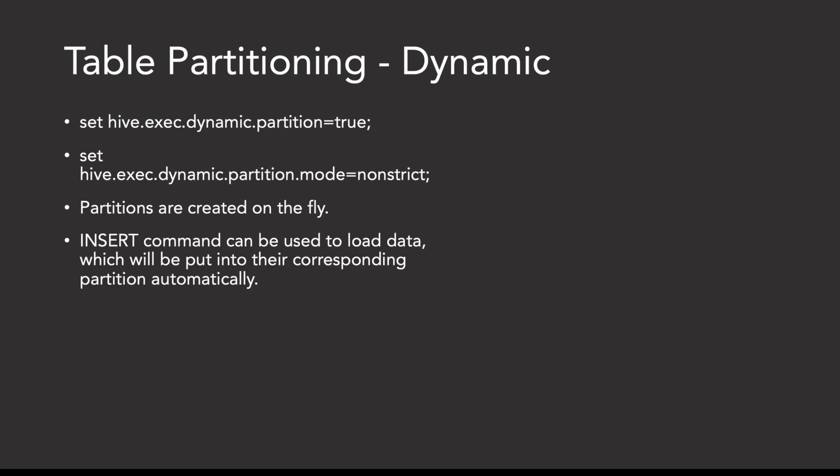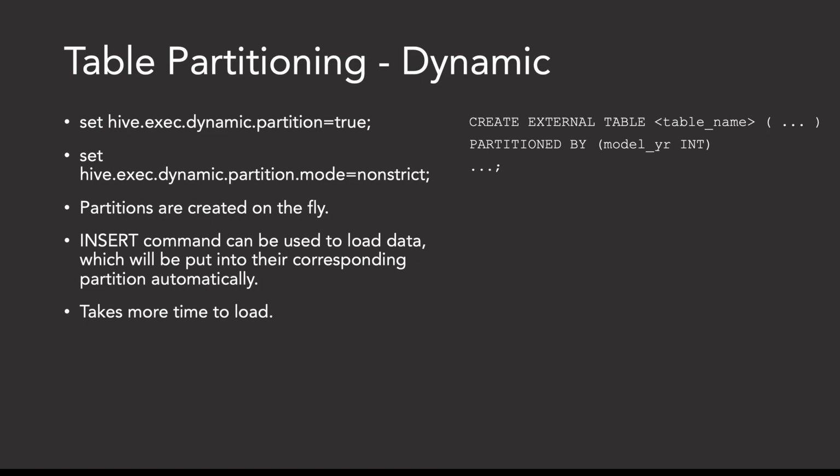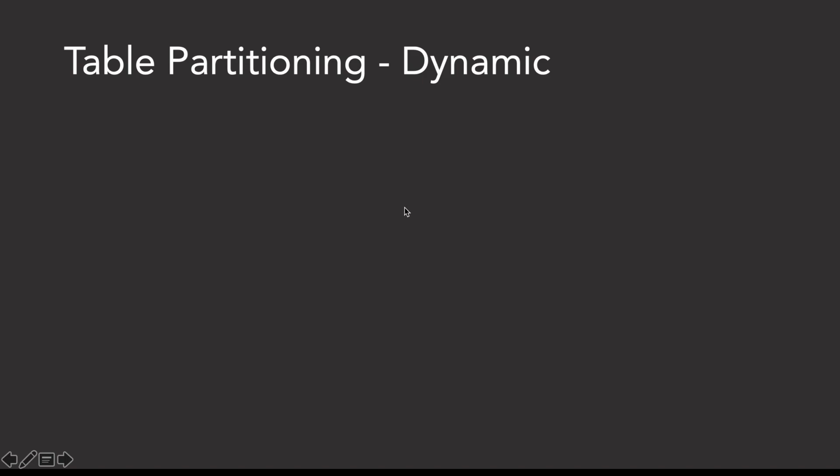But in this case, you'll have to use the insert command to load the data, which will put the records into their corresponding partition automatically. You cannot use the load command here. Obviously, it takes more time to load because you are using the insert command. So similarly, you create an external table partitioned by model year and then use the insert command to load the table and mention the partition keyword followed by the partition column. Obviously, before running the insert command, you'll have to set these two configuration parameters: hive.exec.dynamic.partition to true and hive.exec.dynamic.partition.mode to non-strict.